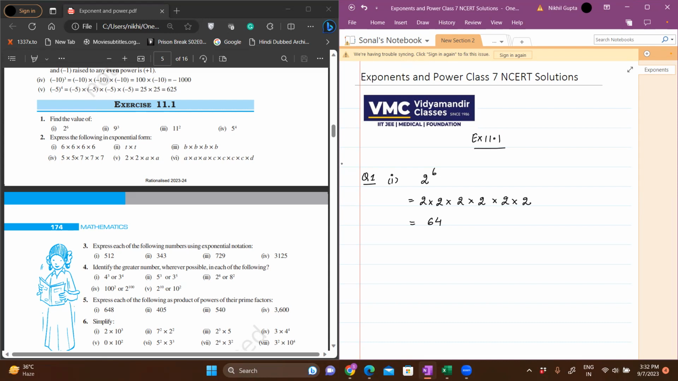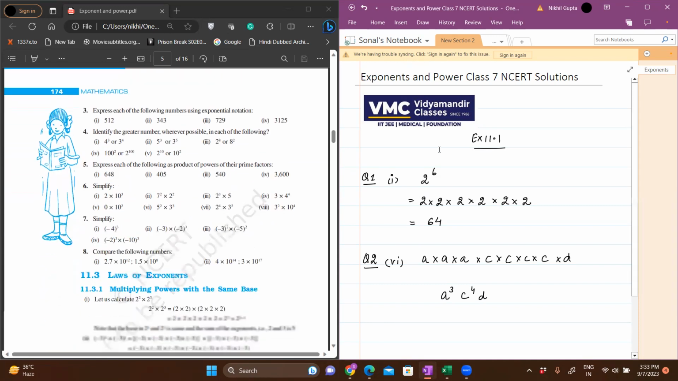Next, we move on to question number 2. I'm taking one part from each question so that you just get a gist of how to do it. You need to express the following in exponential form. So if I'm taking the 6th part here, I have A into A multiplied by C into C into C into C into D. So here A appears 3 times, so A cube multiplied by C to the power 4 multiplied by D. So this is the exponential form of this particular given expression.